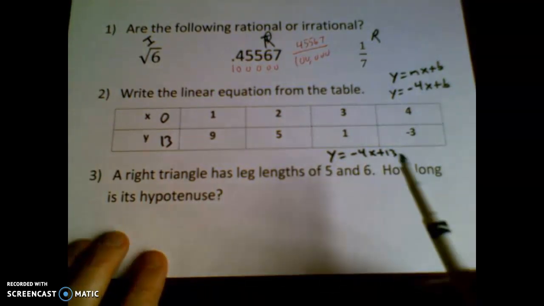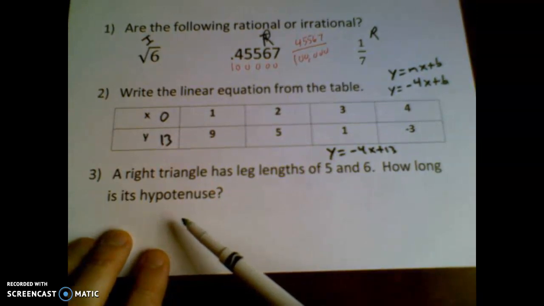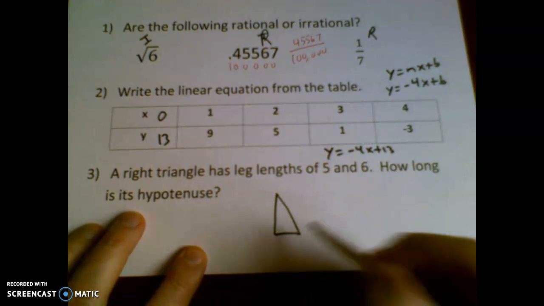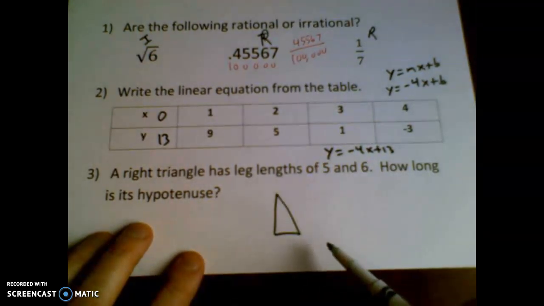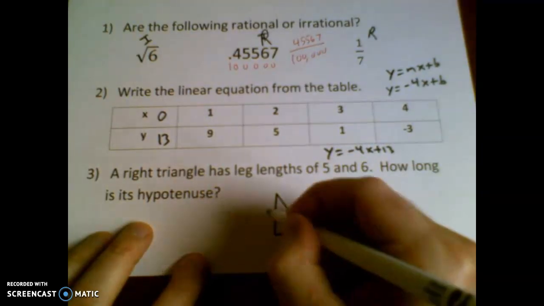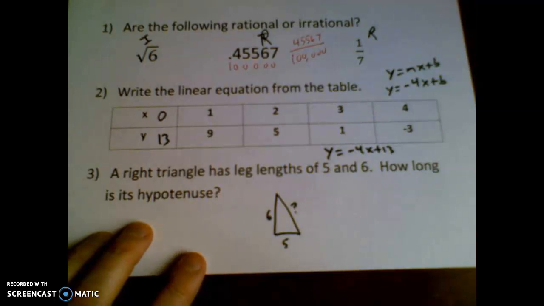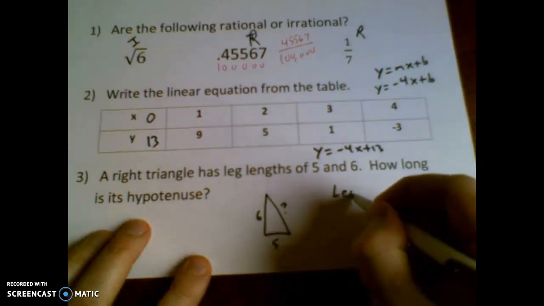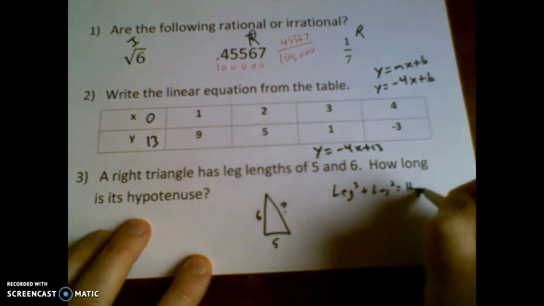Then, the last one. If I have a right triangle with leg lengths of 5 and 6, now in a right triangle, leg lengths refer to the two shorter sides. So this would be 5, this would be 6, and I'm trying to find what the hypotenuse is. So the next thing is apply the Pythagorean theorem, which is leg squared plus leg squared equals the hypotenuse squared.